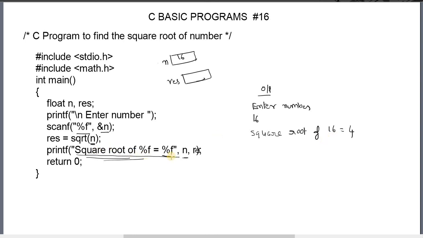Then after printing this message, the program will return 0. Here 0 is just like a true status. This 0 will go to the compiler. It just indicates the program is successfully executed and the program is terminated.